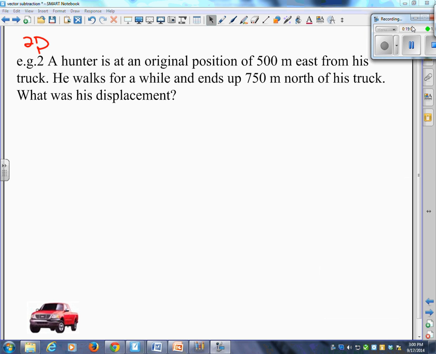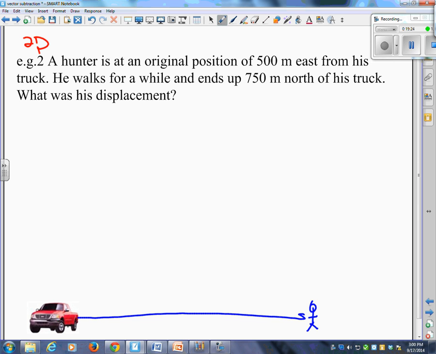He is standing right here. He's skinny. Hey, Nate. And he's got no hair. He's Nate. He walks for a while and then ends up 750 meters north of his truck.